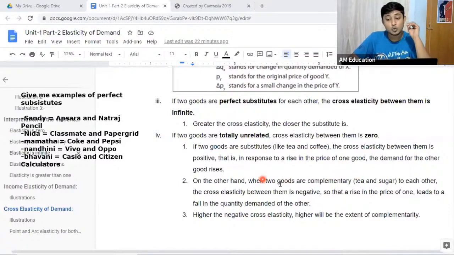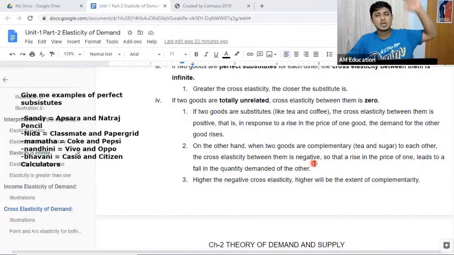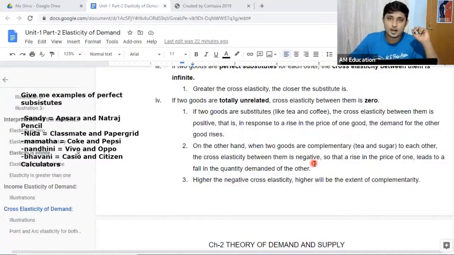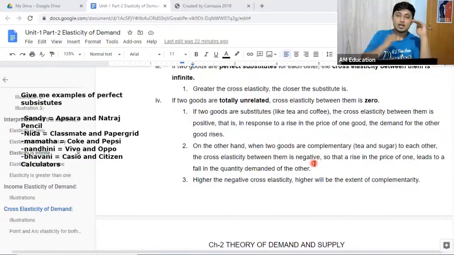On the other hand, when two goods are complementary to each other, like tea and sugar, the cross elasticity between them is negative. That means if the price of sugar is going up and up and up, right? People will start drinking green tea. Because green tea, you don't need sugar, right? So the demand for tea will go down. So if the price of sugar is increasing, the demand for tea will go down and down, right? So that's why they're saying negative elasticity.